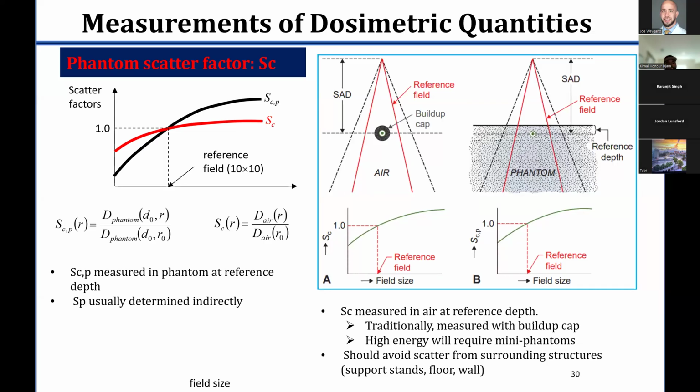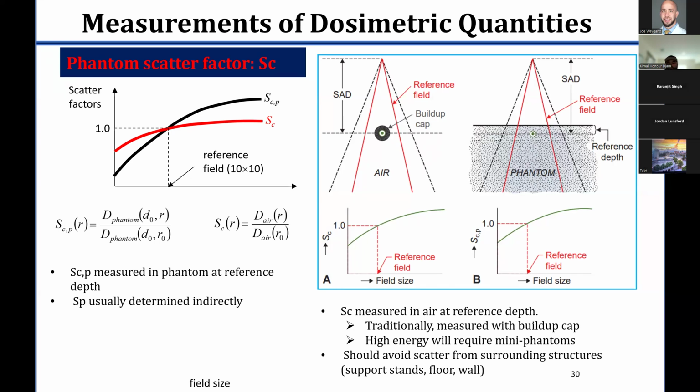Now, to measure the collimator scatter factor, we typically use an ion chamber with a build-up cap. Keep in mind that Sc can be measured directly with an ion chamber with a build-up cap because we're doing these measurements in air, with respect to the Bragg-Gray cavity theory. We require a build-up cap to ensure electronic equilibrium, because the cavity theory only works as long as we have established electronic equilibrium. And so by using a build-up cap, we ensure that we can provide electronic equilibrium.